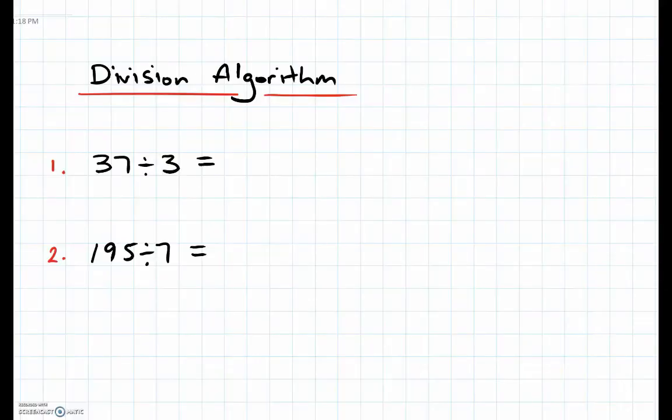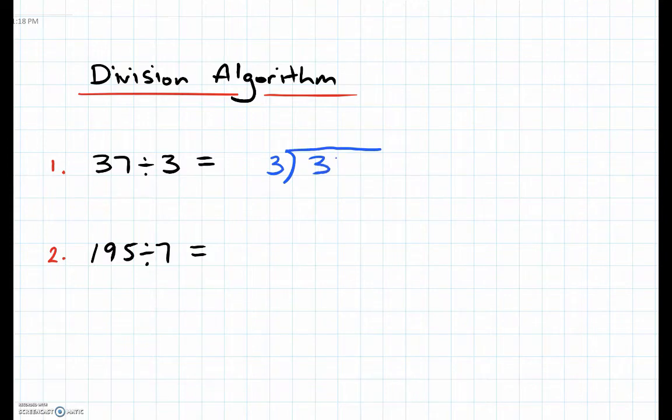These are our two examples for the division algorithm. I've specifically chosen these two examples because they have remainders in them. And I think it's important that we know how to deal with remainders, especially now that we're in high school. There might be a different way than what you learned in primary school. So when we divide 37 by 3, we're asking how many times 3 goes into 37.